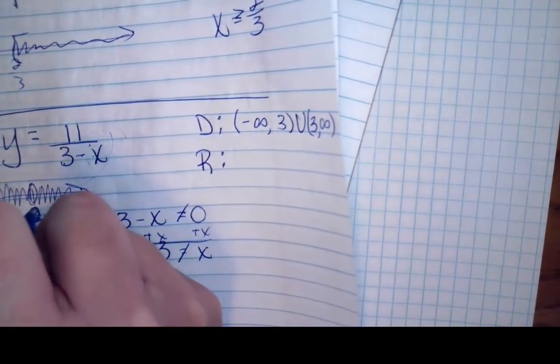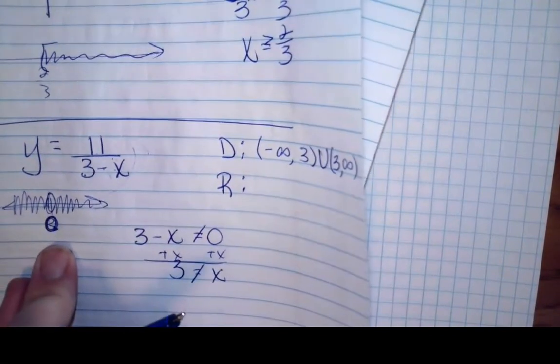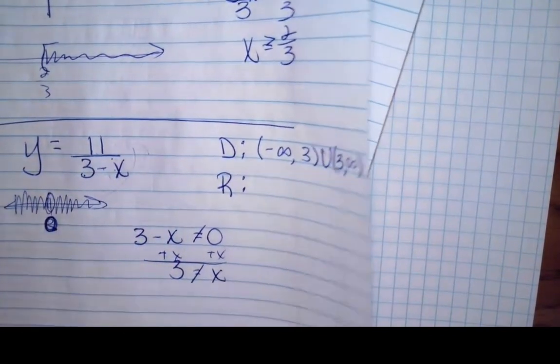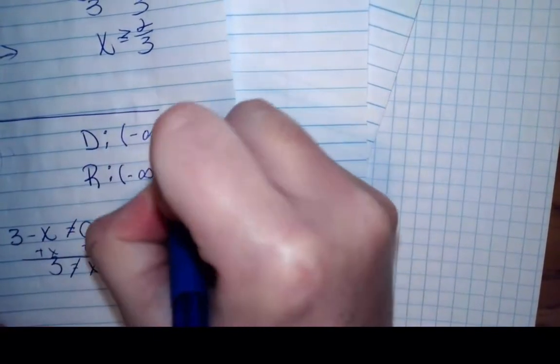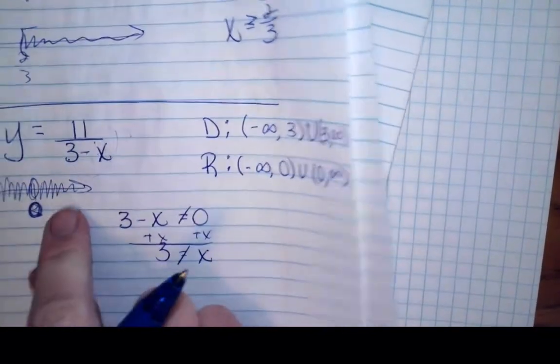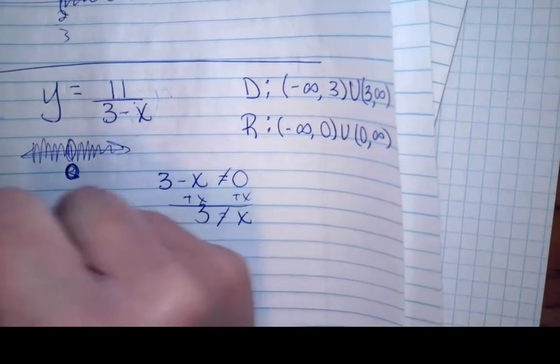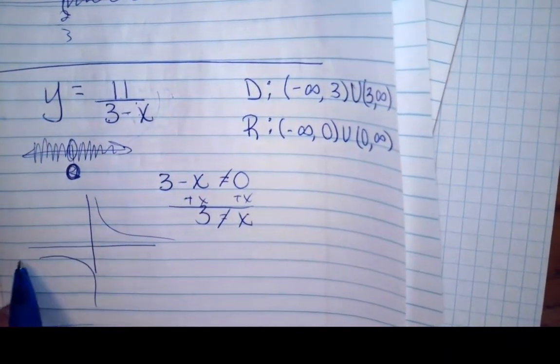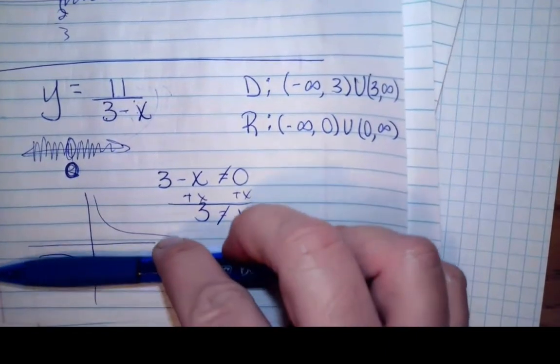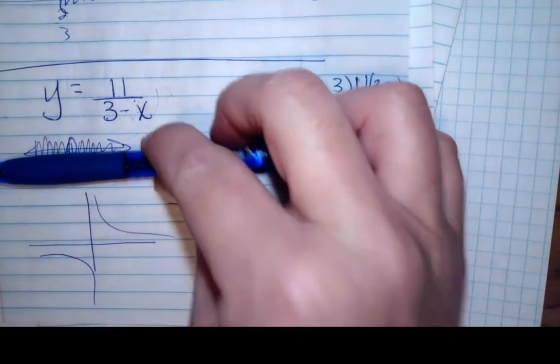So I'm going to use the same little thing. My range is going to be everything but 0. I'll be able to generate everything out there. All right, so my range is going to be from negative infinity to 0, and then again from 0 to positive infinity. You'll never be able to hit 0. What does your parent function look like? It looks like that. So every y value is going to be touched except for 0. Okay?